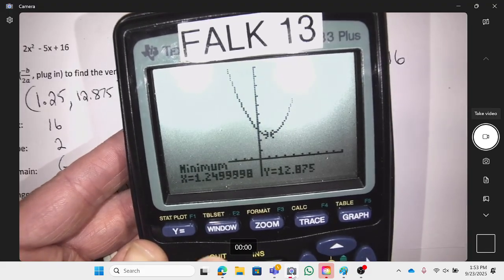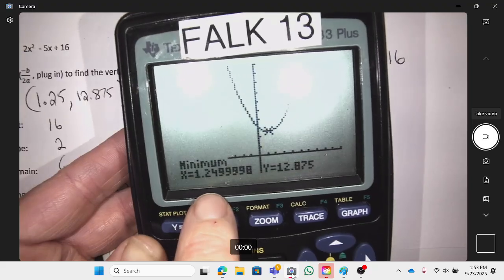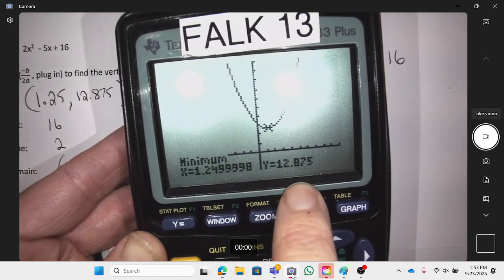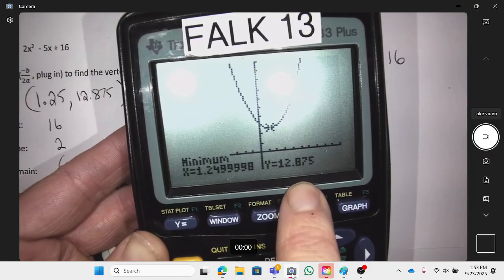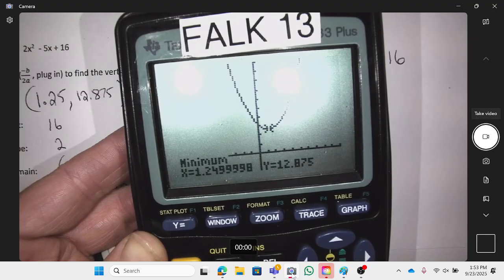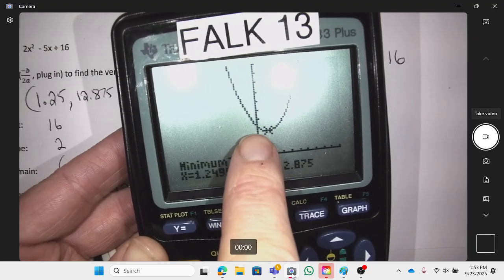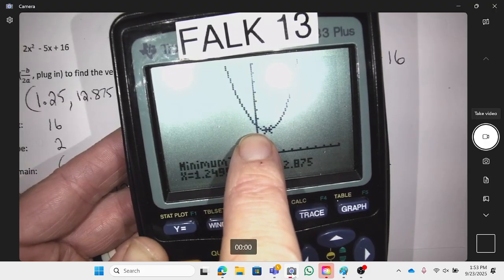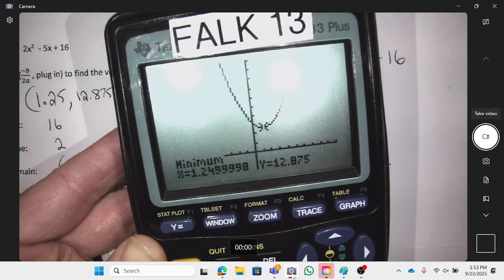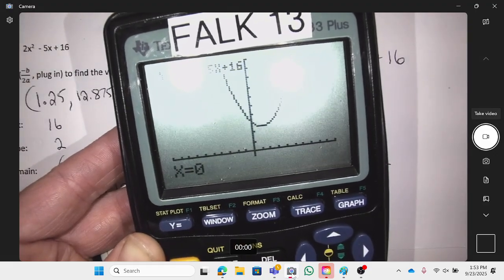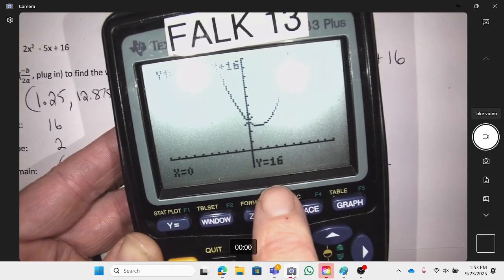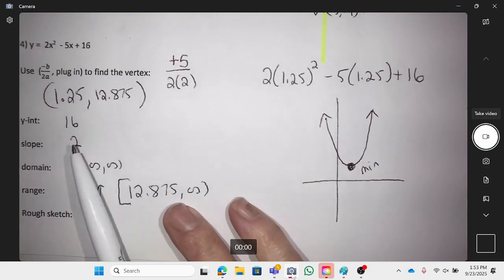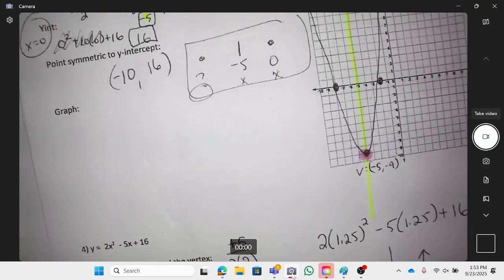Look at that, what's my coordinate? 1.25, 12.875. Okay. There it is, the minimum. And there's my y-intercept. What was a y-intercept? Where x equals 0. So look at what I'm doing. 0. What was the y-intercept? 0, 16.